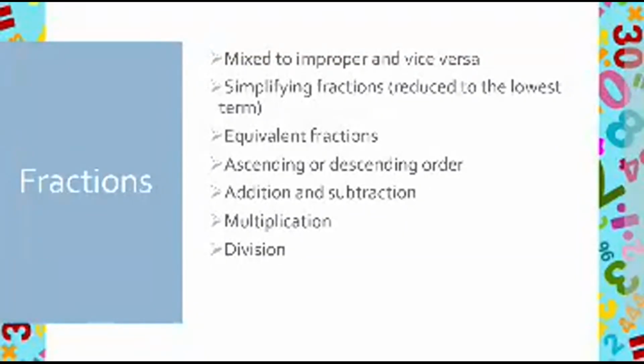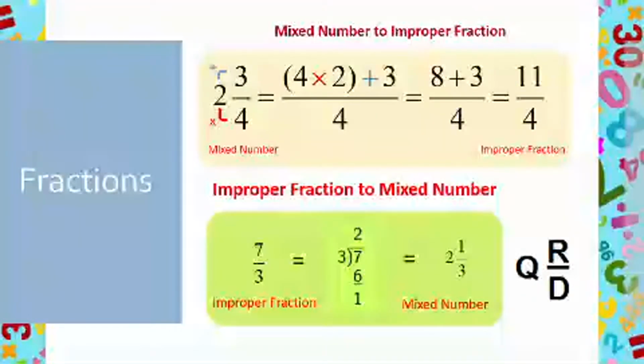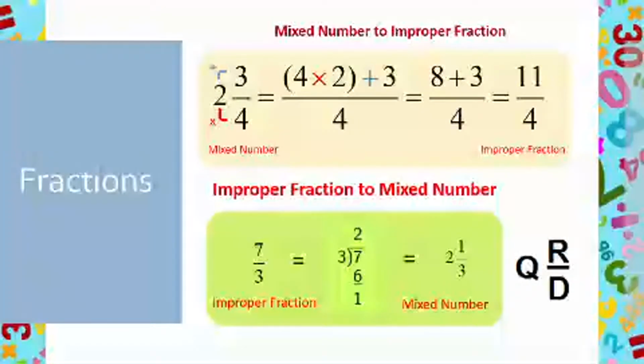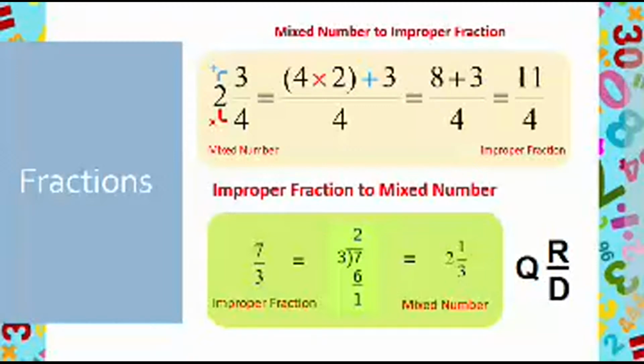Let's revise and recall each of them with one example question. So here on my screen I have converted a mixed number to an improper fraction, and then an improper fraction converted to a mixed number. So when you convert a mixed number to an improper fraction, the denominator of the given mixed number multiplies with the whole number, and then you have to add the numerator. So that's the step that we follow for writing mixed numbers as improper fractions.